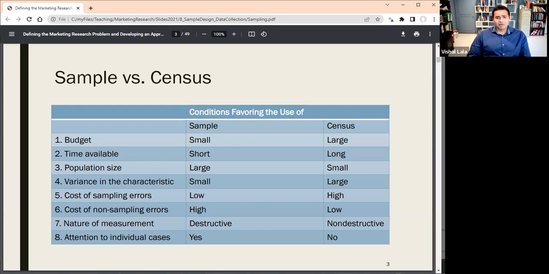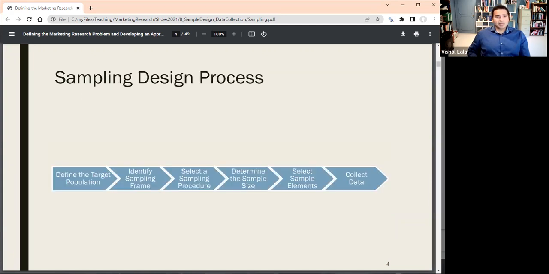Lastly, if you want to pay attention to individual cases, again, sample is the preferred option. The sampling design process involves a set of steps: defining target population, identifying a sampling frame, picking a sampling procedure, deciding on the sample size, picking sample elements, and then finally gathering data.